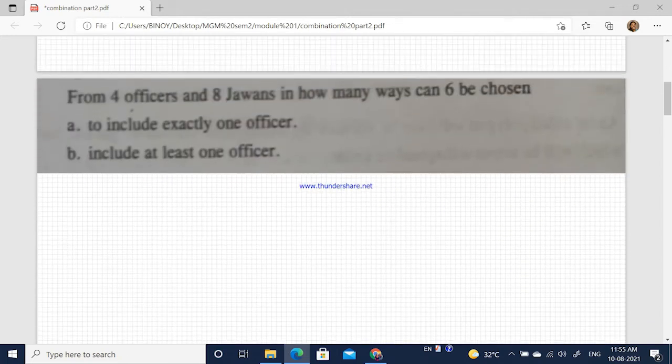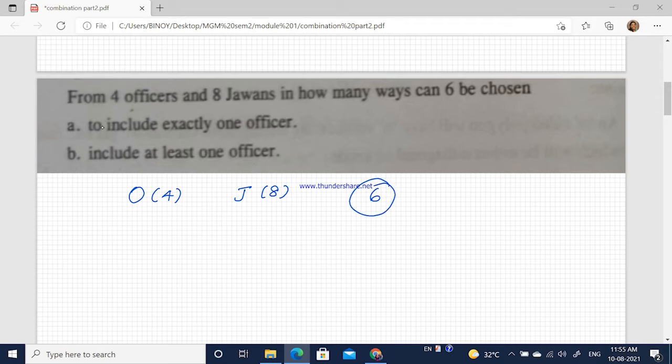Moving on to the next question. From four officers and 8 Jawan, in how many ways can 6 be chosen? So you are given officers, this is officers and this is for Jawan. So the maximum number of officers is 4 and Jawan is 8. From this you need to choose 6.